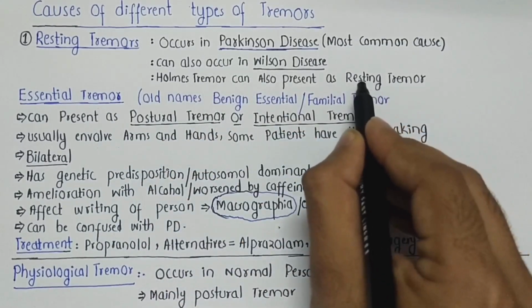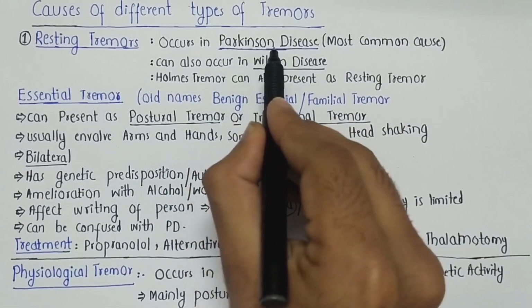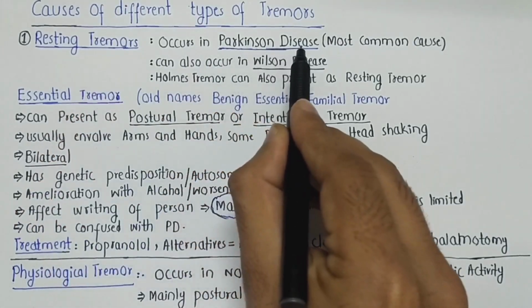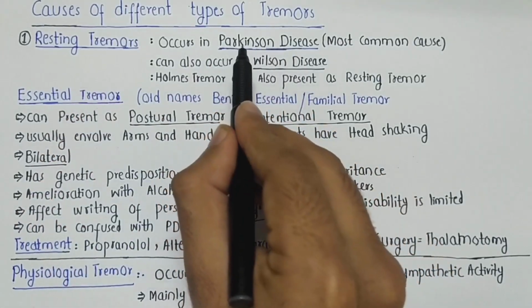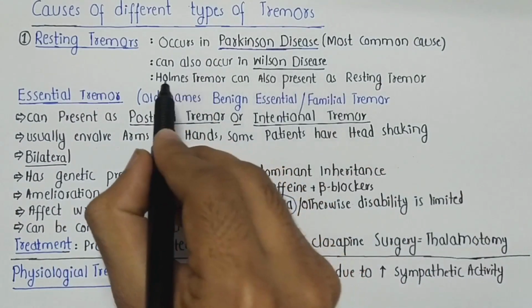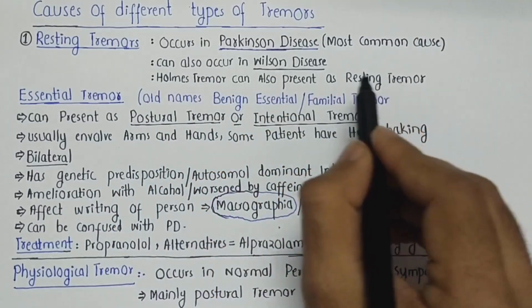But remember, the classical disease of resting tremors is Parkinson's disease. If you hear about resting tremors, think of Parkinson's disease. But along with Parkinson's disease, don't forget Wilson disease and the rubral tremors, they can also present as resting tremors.